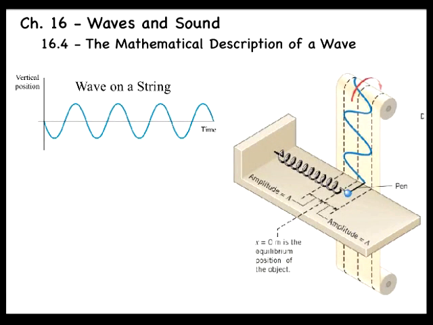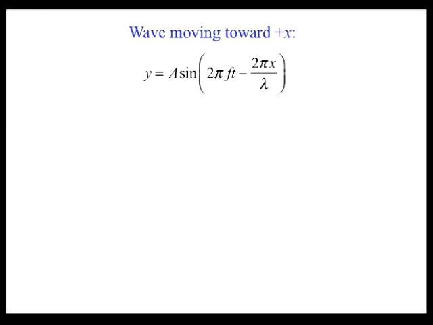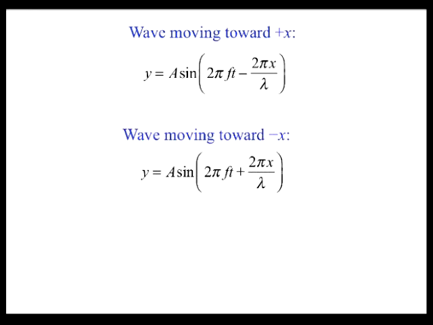description. The displacement of a particle caused by a wave traveling in the positive x direction, to the right, with an amplitude a, frequency f, and wavelength lambda, is given by y equals a sine of (2 pi f t minus 2 pi x divided by lambda). A wave moving in the negative x direction, to the left, is given by y equals a sine of (2 pi f t plus 2 pi x divided by lambda).